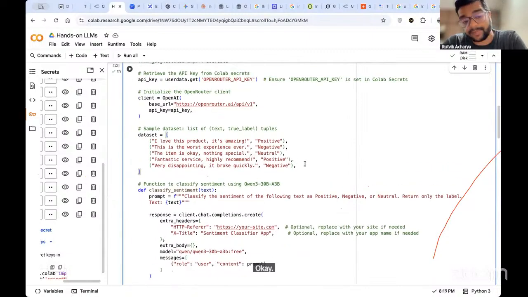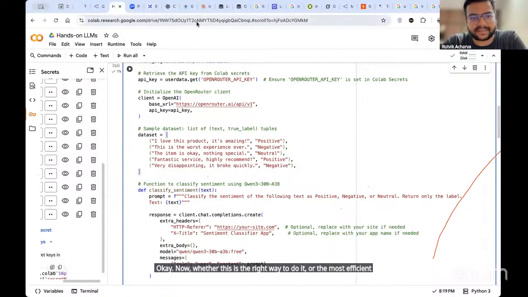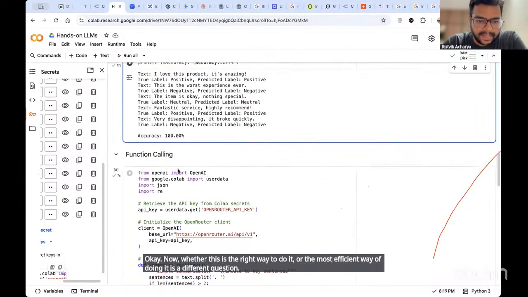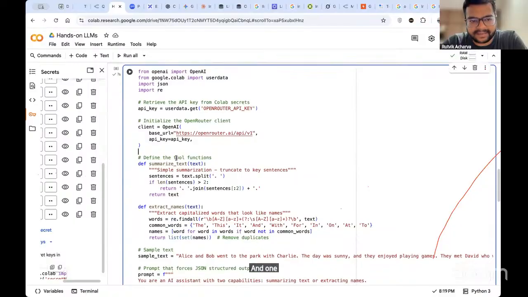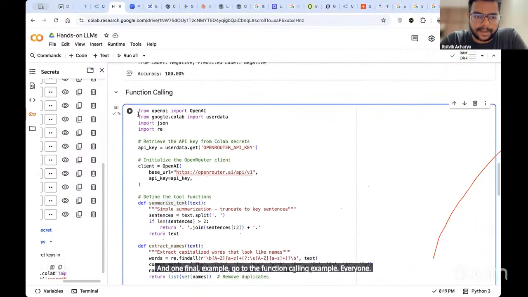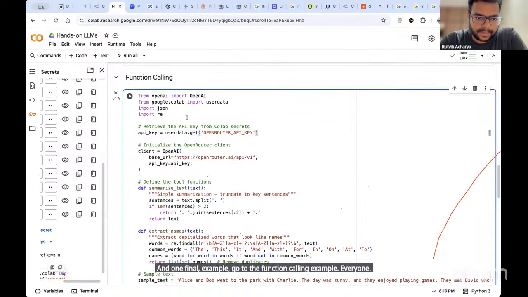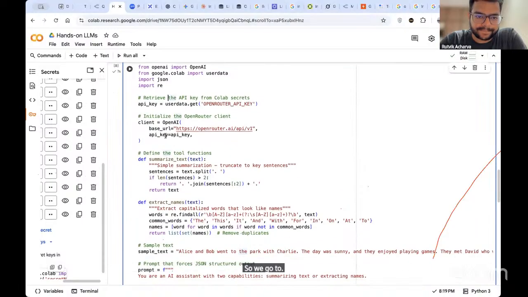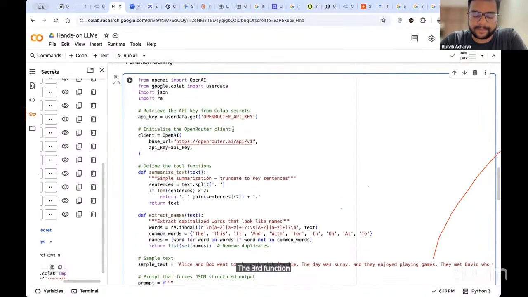Okay. Now, whether this is the right way to do it or the most efficient way of doing it is a different question. And one final example, go to the function calling example, everyone. So we go to the third function calling option.